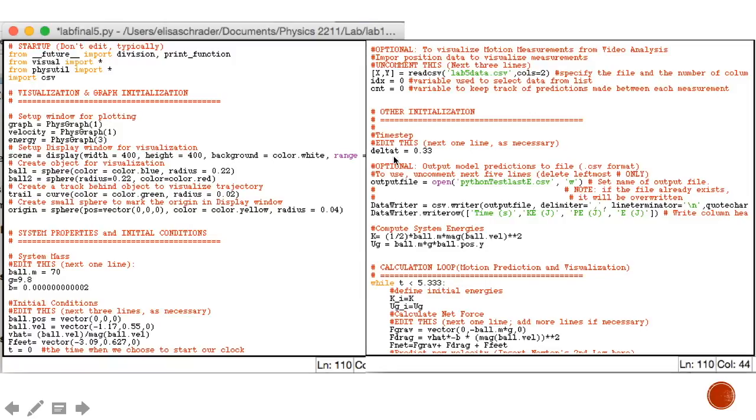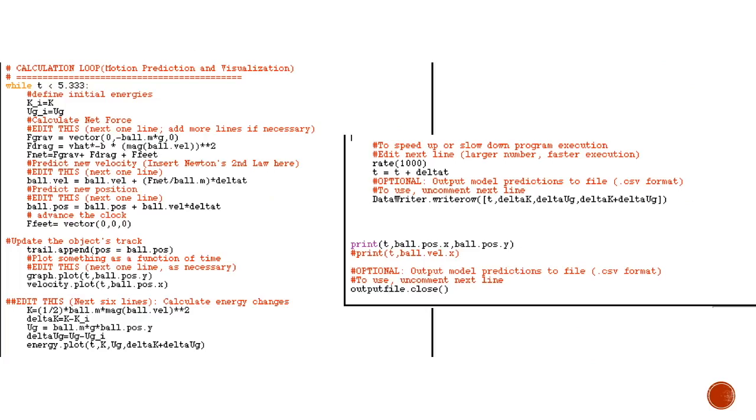Then I have my time step and this data, which is just to export my data out to Excel. And then here I calculated my kinetic and potential energy, which were 1/2 times the mass of the person times the velocity squared, and the mass of the person times the gravity times the height, which is just the position in the Y direction.